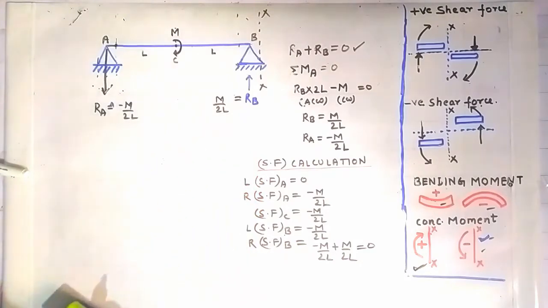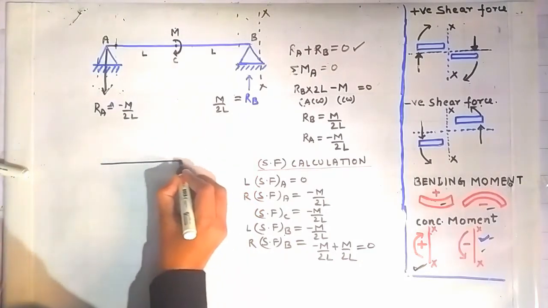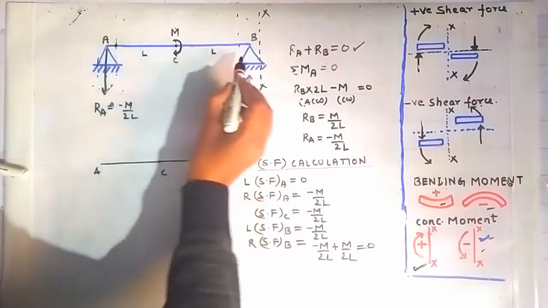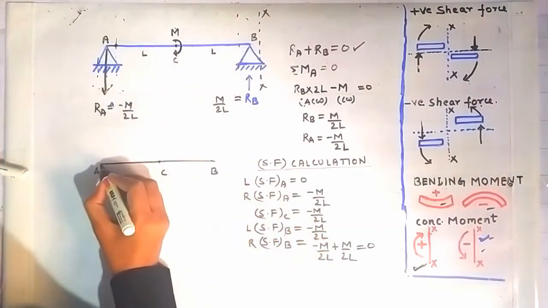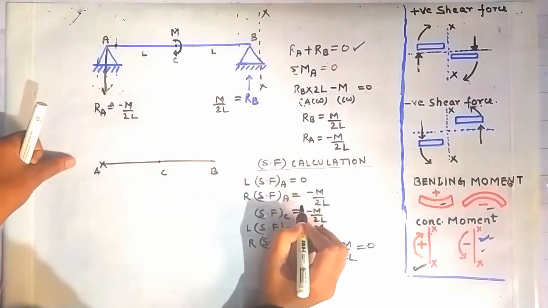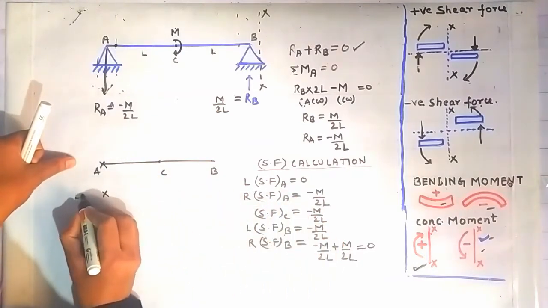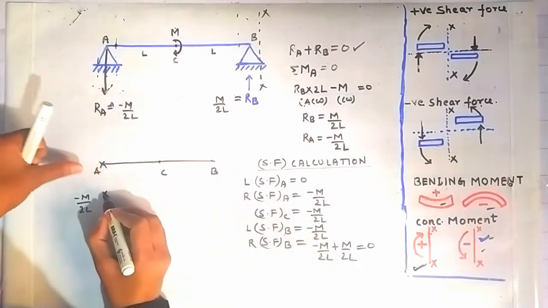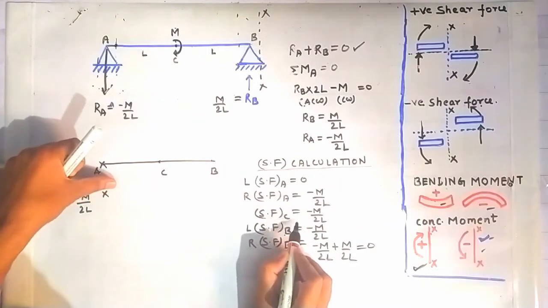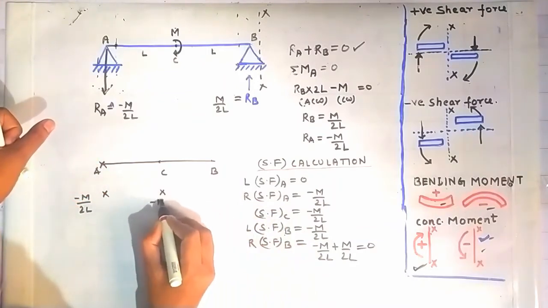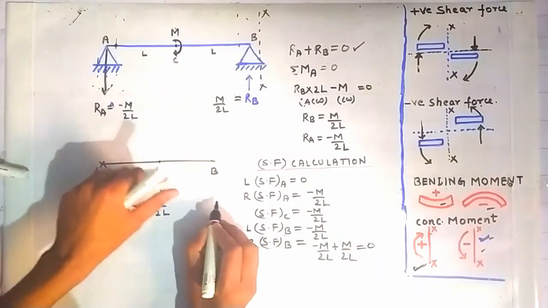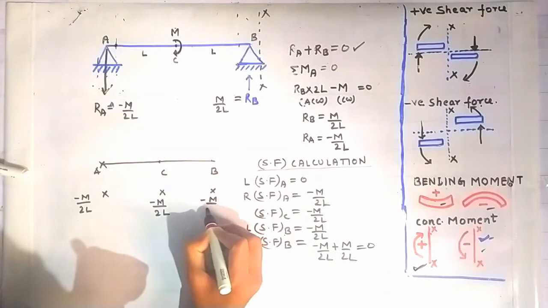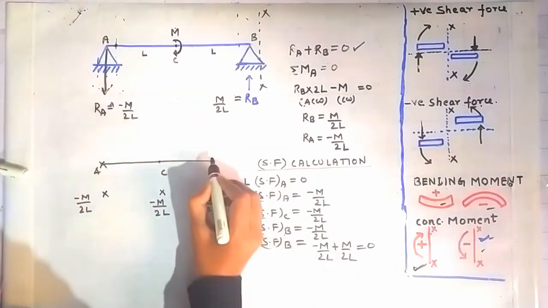Now we will draw the shear force diagram. Suppose this is the line ACB drawn up to the same scale. Now at the point A, the shear force is 0 on the left side of the point A, and it goes to minus m by 2L on the right side of the point A, so making a cross here. At the point C it again has the same value of minus m by 2L, and on the left side of the point B it is minus m by 2L, so again minus m by 2L here, and again going to 0 on the right side of the point B.